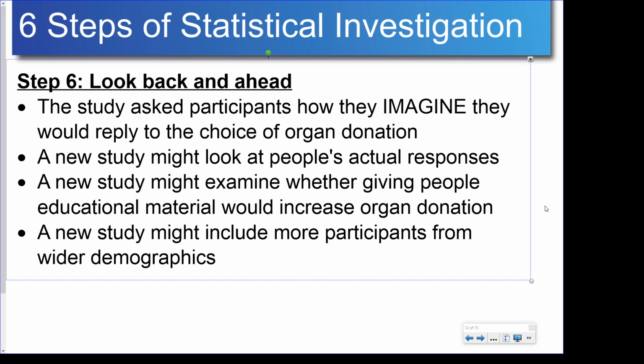A new study might examine whether if you give people educational materials ahead of time, that will increase organ donation. And then a third study might include more participants from a wider demographic. More people is going to give you a better chance to see how a wider range of people will respond. So that's these 6 statistical steps applied.